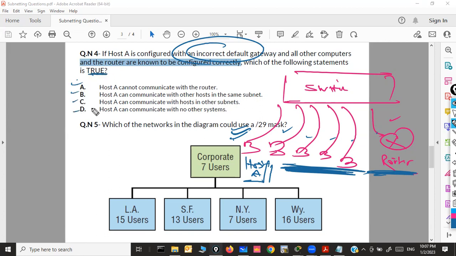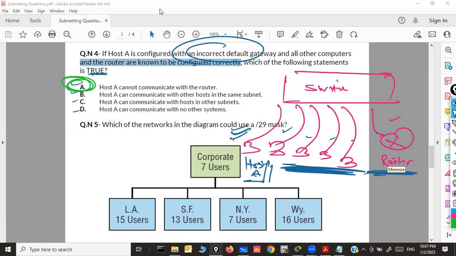Which one is correct? A, B, C, or D. Again, I'm taking a pause of a minute. Read the question again and answer me. Yes, I'm saying A. So you are saying option number A. Okay. What about the others? What do you other guys think? Answer this and then we'll further investigate. So A is: however, host A cannot communicate with the router if gateway is not configured or incorrectly configured.